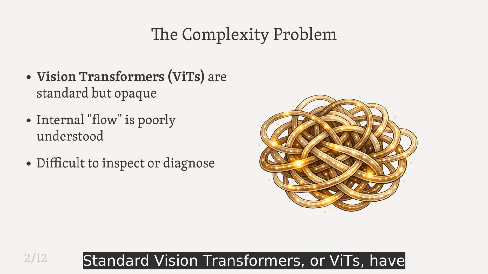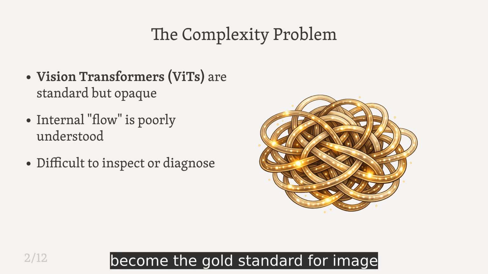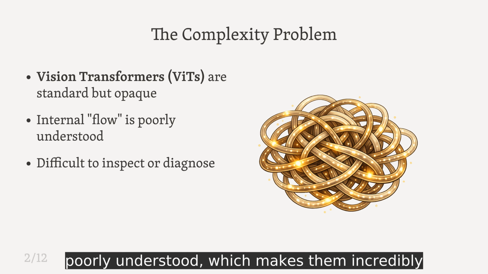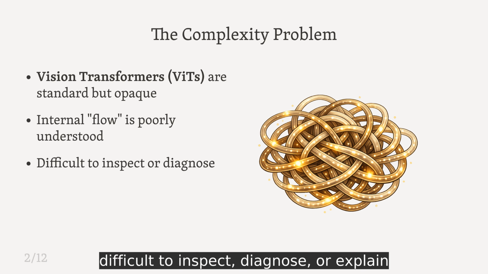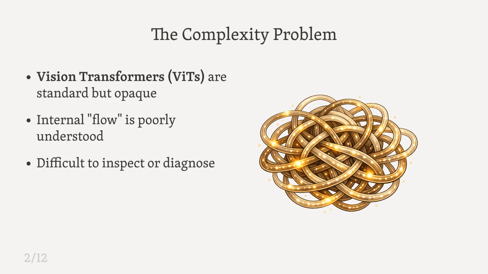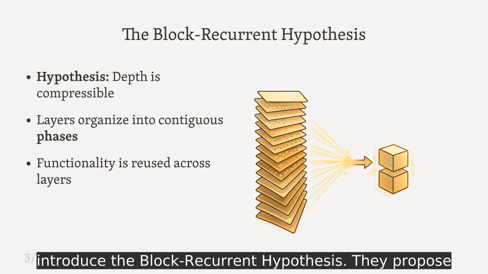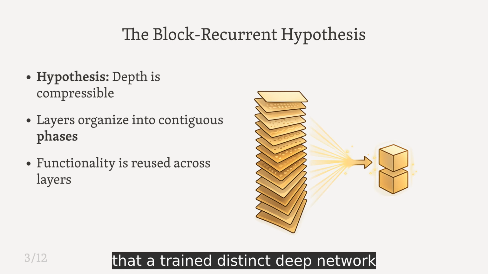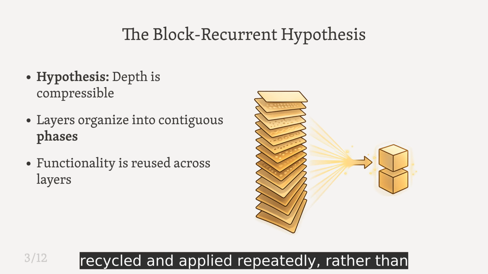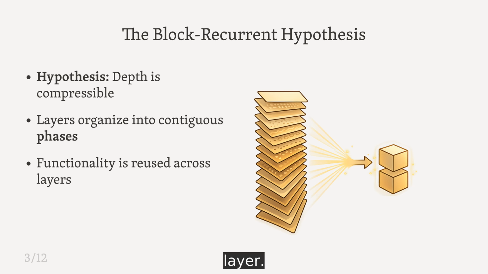Standard vision transformers, or ViTs, have become the gold standard for image tasks, but they function largely as black boxes. Their internal flow is poorly understood, which makes them incredibly difficult to inspect, diagnose, or explain scientifically. To address this opacity, the researchers introduced the Block-Recurrent Hypothesis. They propose that a trained, distinct deep network actually organizes itself into just a few phases, where the computation is recycled and applied repeatedly, rather than requiring unique parameters for every single layer.